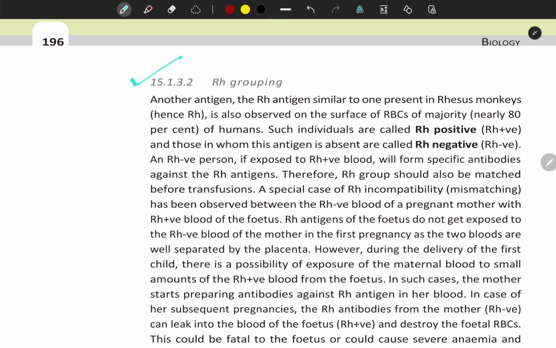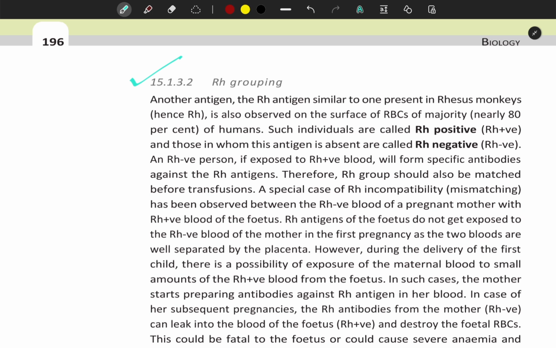15.1.3.2 Rh grouping. Another antigen, the Rh antigen, similar to one present in rhesus monkeys, hence Rh, is also observed on the surface of RBCs of the majority, nearly 80%, of humans. Such individuals are called Rh positive, and those in whom this antigen is absent are called Rh negative. An Rh negative person, if exposed to Rh positive blood, will form specific antibodies against the Rh antigens. Therefore, the Rh group should also be matched before transfusion.